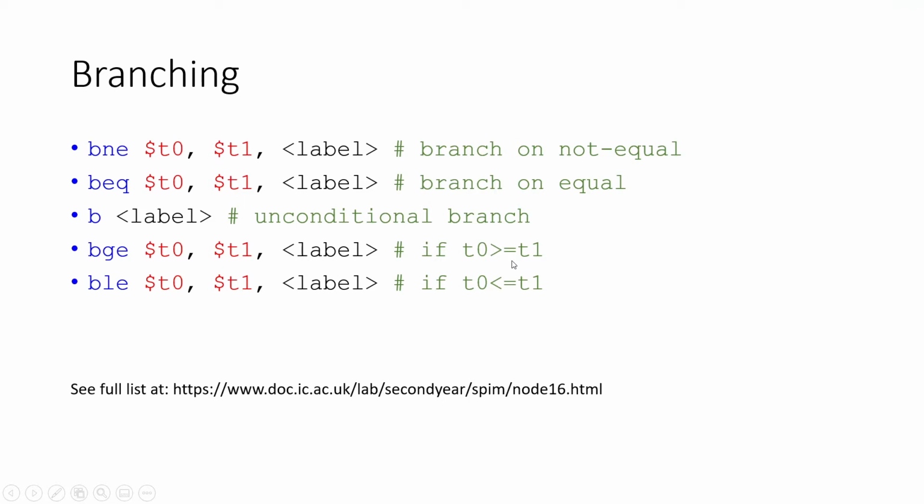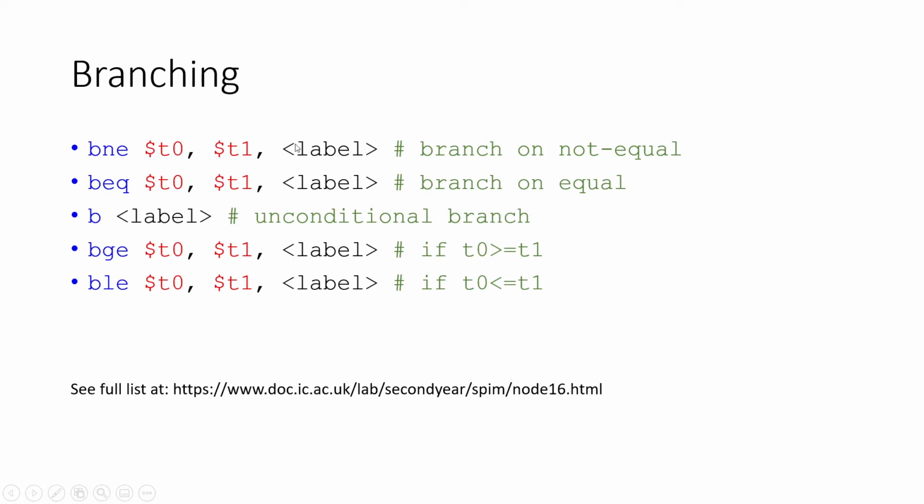So finally, let's look at the branching. Branching is the branches that you have in your program. Sometimes you have if-else statements, and for those you can use branching. For example, BNE is the branch on not equal, which means that if T0 is not equal to T1, your program will jump to this label.